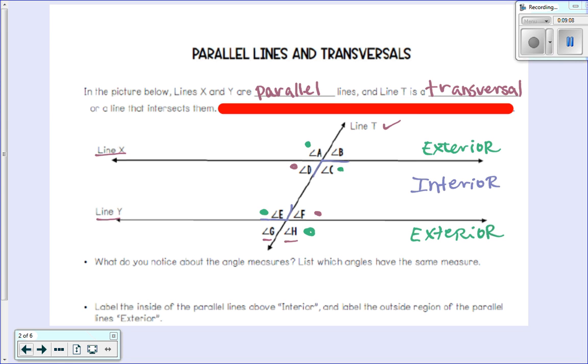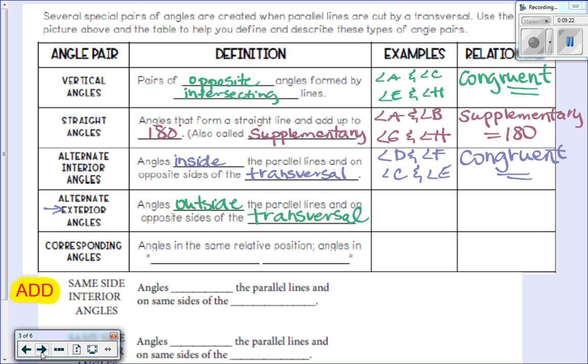Is there another pair of alternate exterior angles? Good. Angle B and angle G. Write this down in our examples. We said angle A and angle H, and angle B and angle G. What's the relationship with those pairs of angles? They're congruent as well. So that means we're going to set those equal to each other.